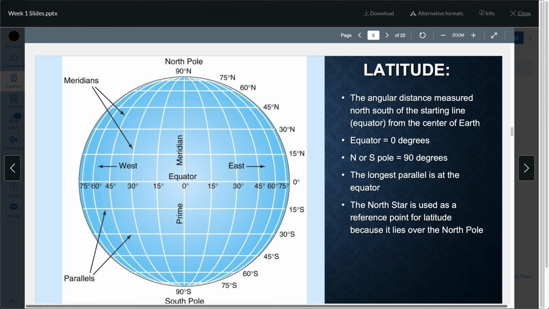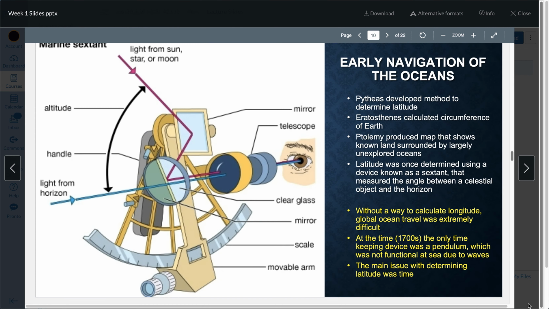So latitude was something that could be determined using a device known as a sextant. This device measured the angle between a celestial object and the horizon. And this device is actually still kept on ships that go out into the ocean. Of course, they don't navigate using sextants anymore, but they still have one as an emergency precaution.